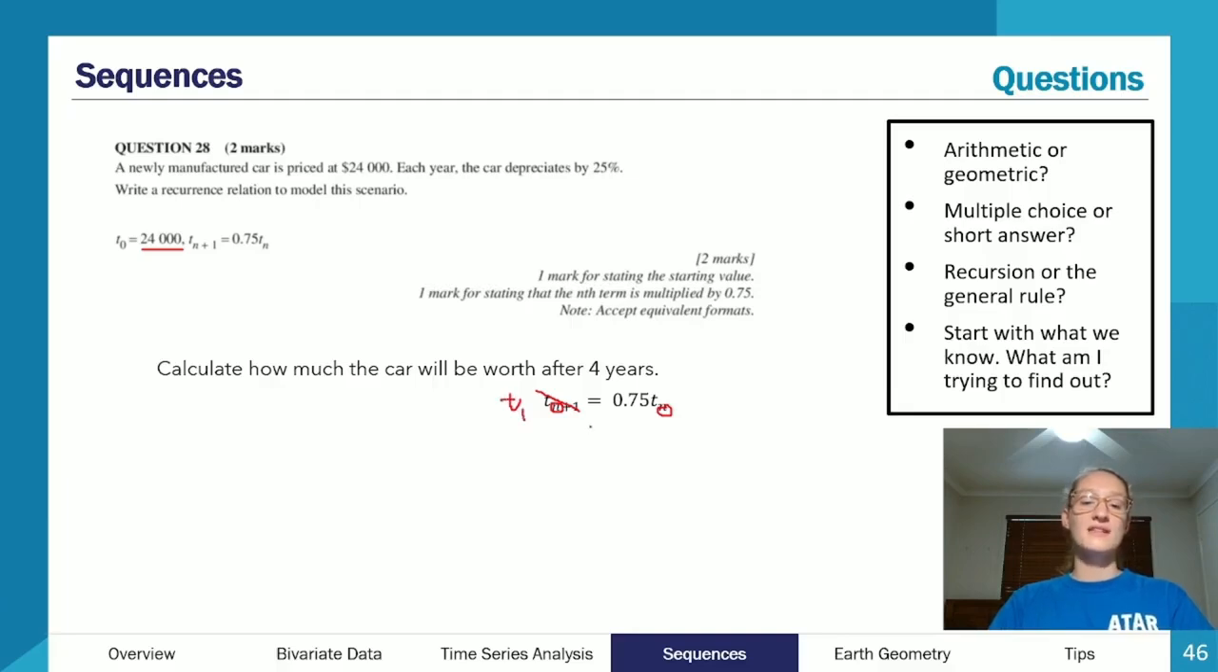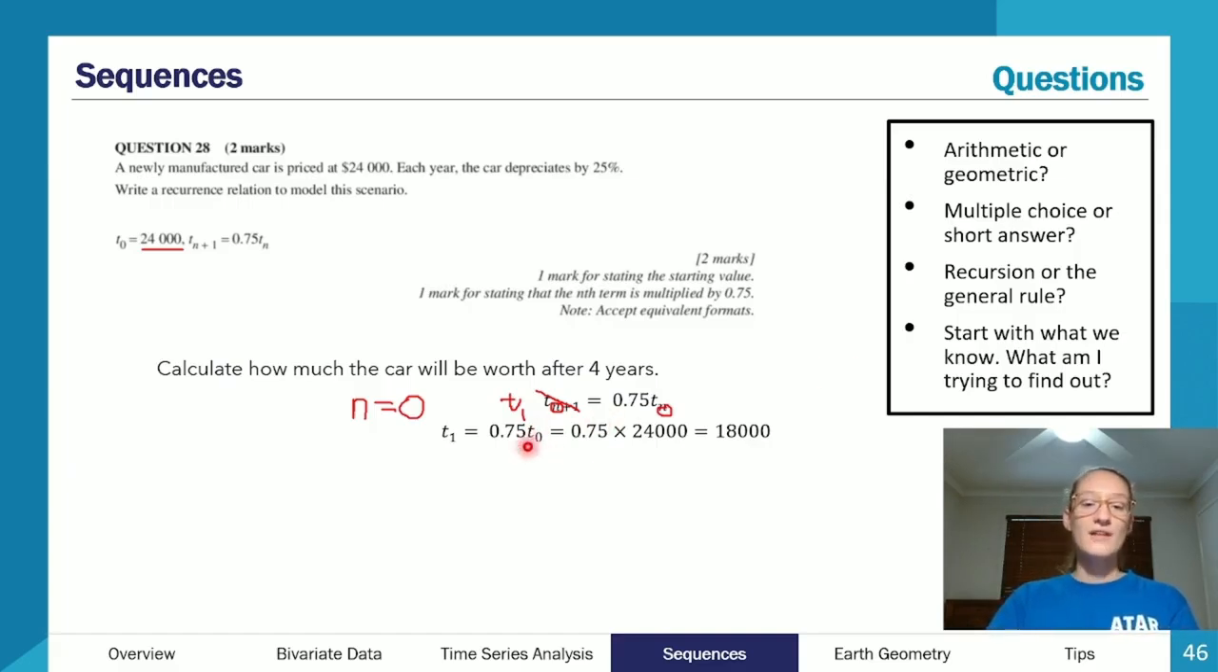So by substituting in n equals 0, because that's what we've done here, we now know that T1, so term 1, which is n equals 1, which is after 1 year has passed, our car is going to be worth 0.75, which is 25% less of what its previous value was. So we have T1, like I've already said, equals 0.75 times T0.